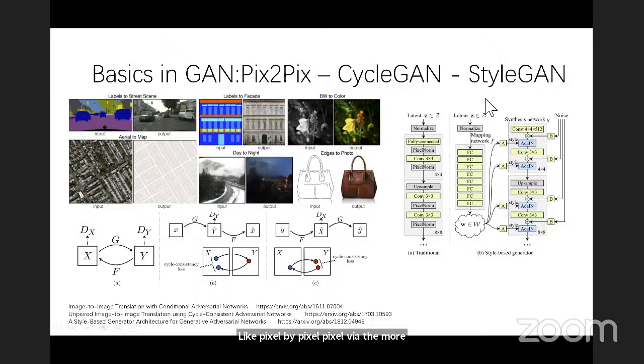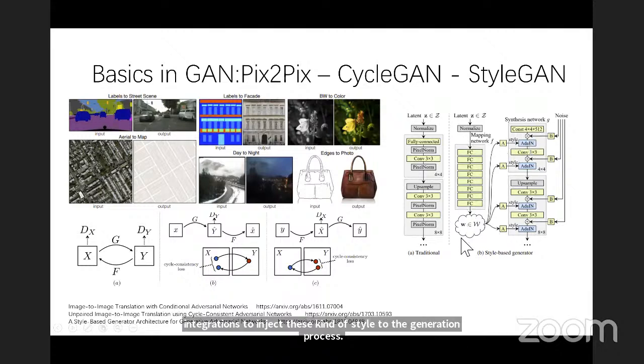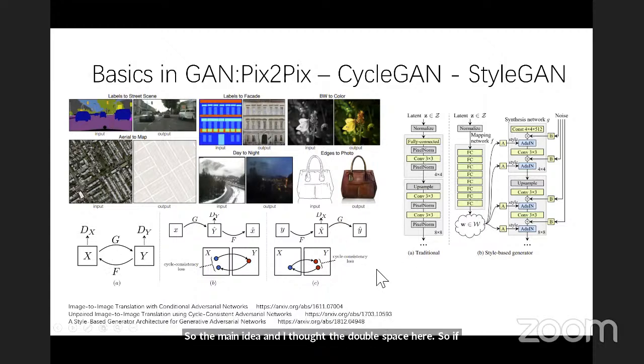And recently there is another very good algorithm called StyleGAN, which can generate very high quality images. The difference between the traditional algorithm and StyleGAN is that StyleGAN maps the latent code to a latent space W based on 8 fully connected operations, and they use the AdaIN operations to inject this kind of style into the generation process. So the main idea lies in the W space here. If you are interested in this kind of work, you can take a look at this paper here.